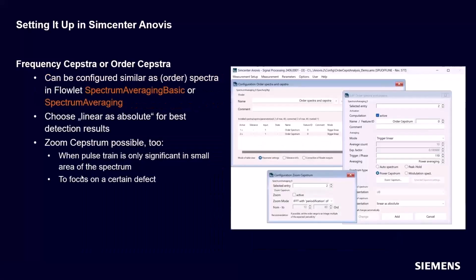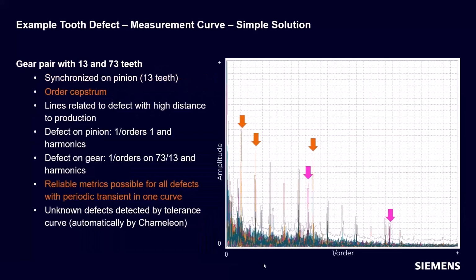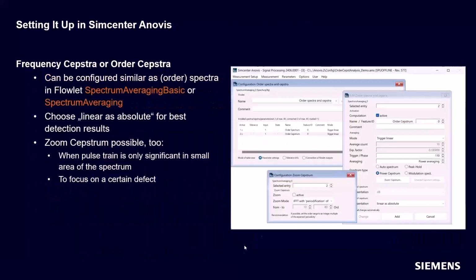Setting this up in Novus is quite straightforward. You can set up Cepstra in the same way as Spectra using the Flowlet Spectrum Averaging Basic or Spectrum Averaging. For the practice, I would use the type linear as absolute, because the real Cepstrum has positive and negative values. What you see here is always a so-called absolute Cepstrum. That means we flip the negative values up, so that it will be easier to set up limits there. You do not have to set limits in the negative and positive domain. They are always positive. And if something is too high, then it's bad. So that's why it's best practice to use the linear as absolute scaling.